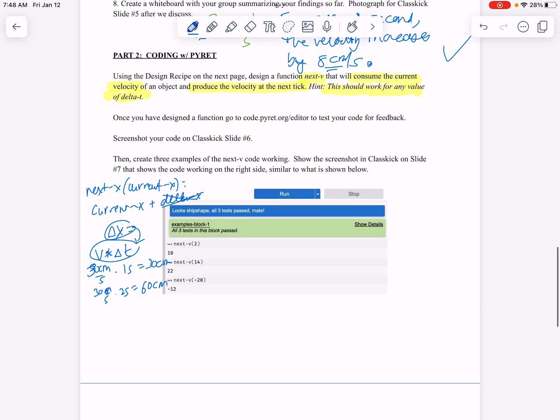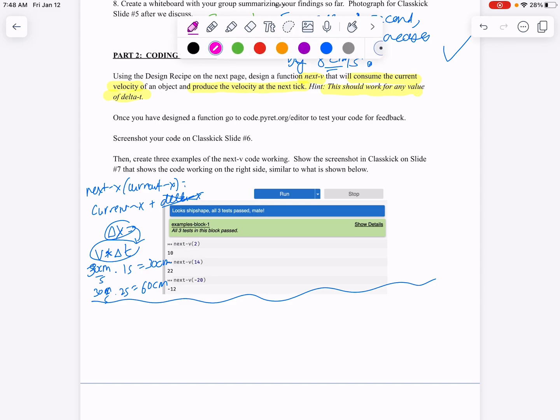So this is the same idea now. We want to find out how fast the buggy is going at the next tick. We don't really care where it is at this point; we don't know how to do that yet. So we want to figure out the next velocity of the buggy based on its current velocity.